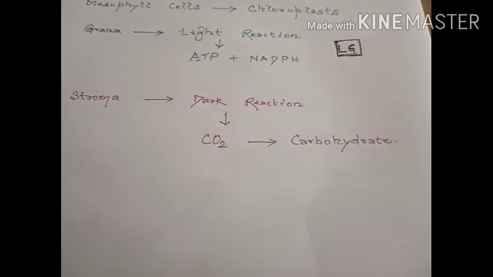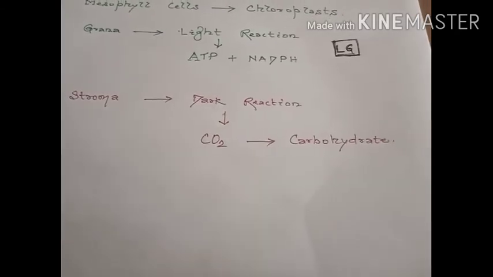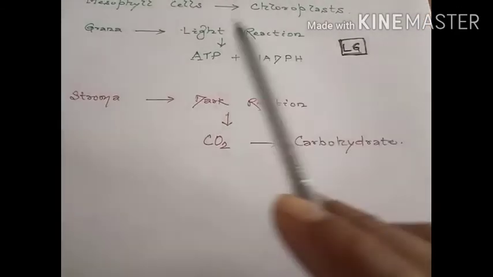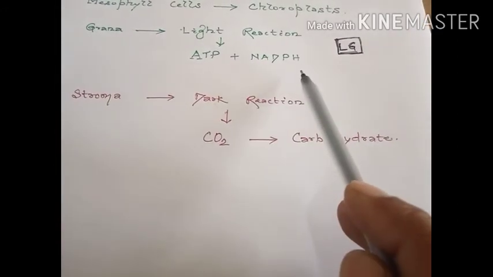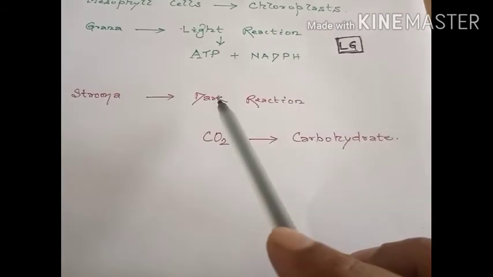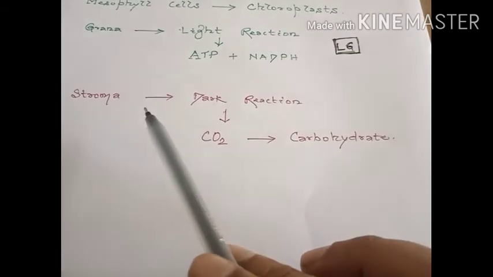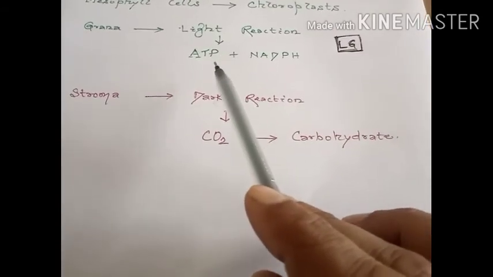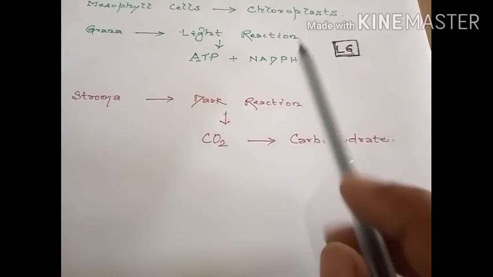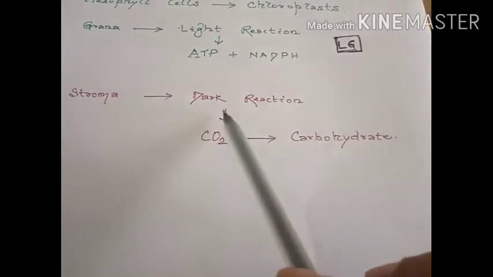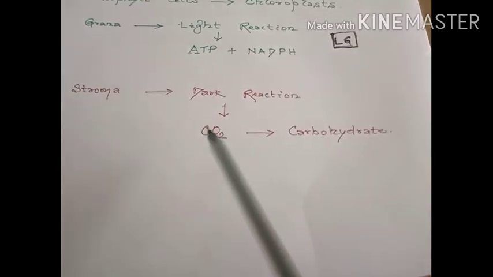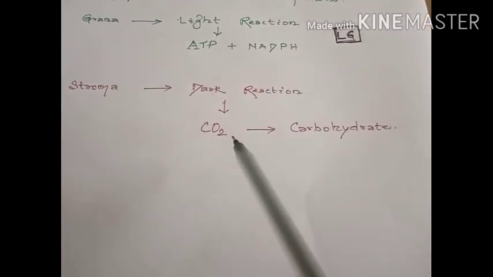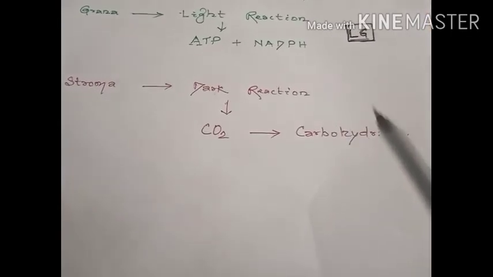Like that we may try to memorize it: the light reaction takes place within the grana, in which the ATP and NADPH are formed, whereas the dark reaction takes place within the stroma, in which the products, ATP and NADPH, formed in the light reaction help to carry out the further reaction, that is the dark reaction, and help in the fixation of carbon dioxide into carbohydrate.